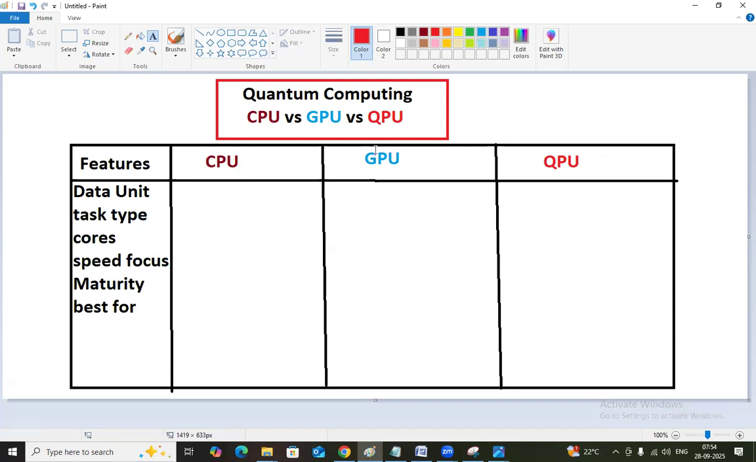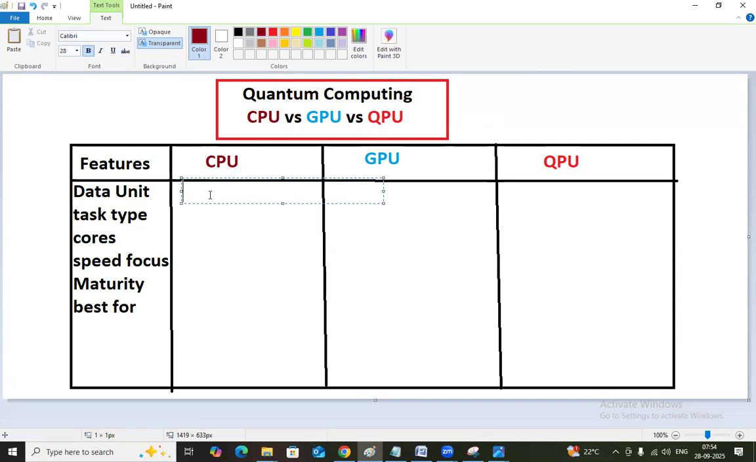First of all, the data unit. What is the data unit for the CPU? You know the data unit: bit, 0 or 1. That is a bit format. That is basically the data unit for the CPU. Then come to the GPU. The GPU data unit is the same, bits. This CPU and GPU are called classical computers. Either this is 0 or 1.